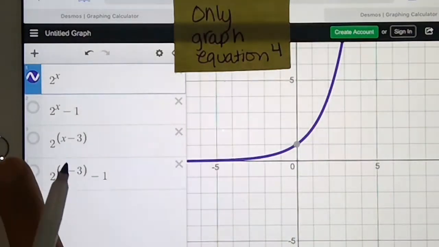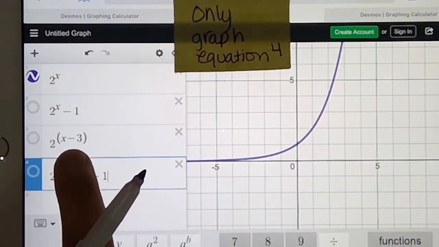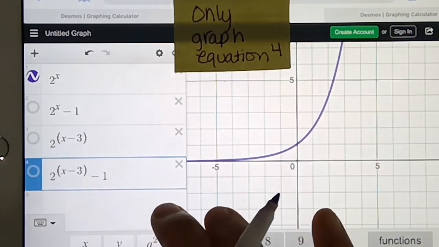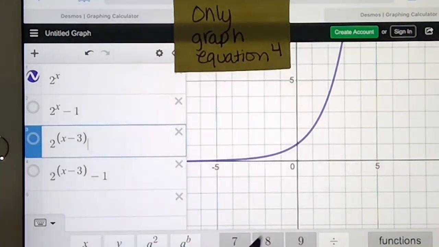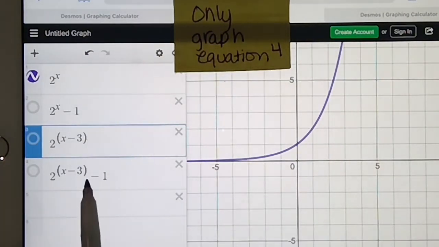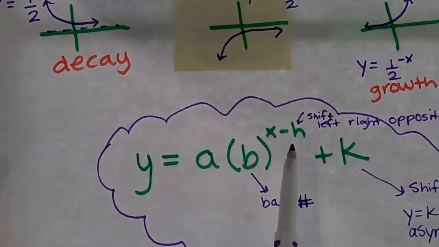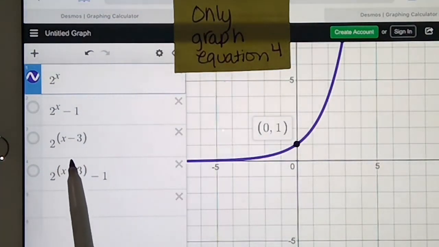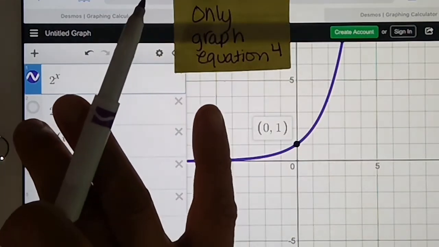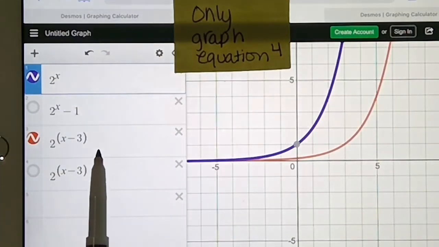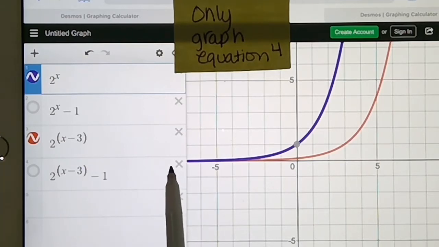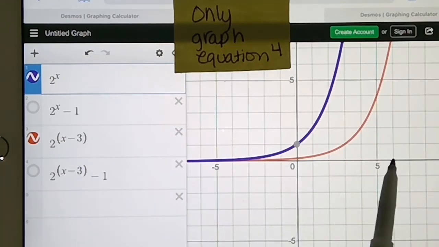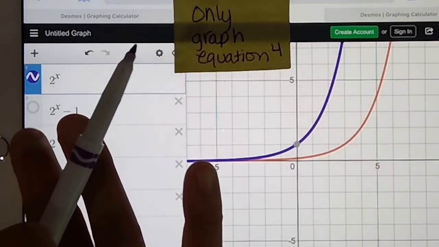This equation, what it does is it's going to shift it to the, oops, go back here. That is your h value. So that's shifting this point right here to which direction? If it's -3, it's going to shift it to the right 3. The other thing to note is that this doesn't have a number here. It doesn't have a k value. So that means that your asymptote is at 0.